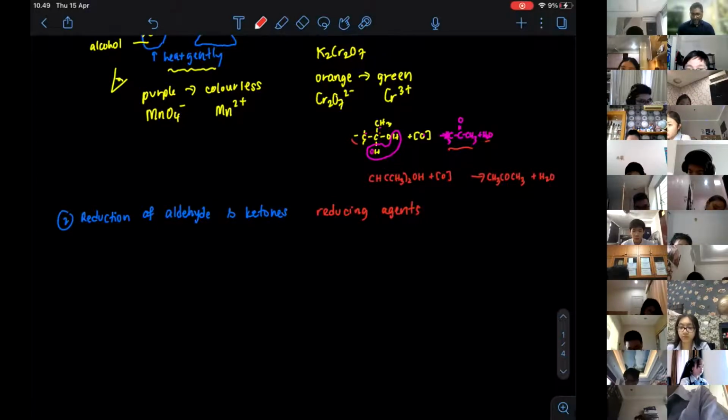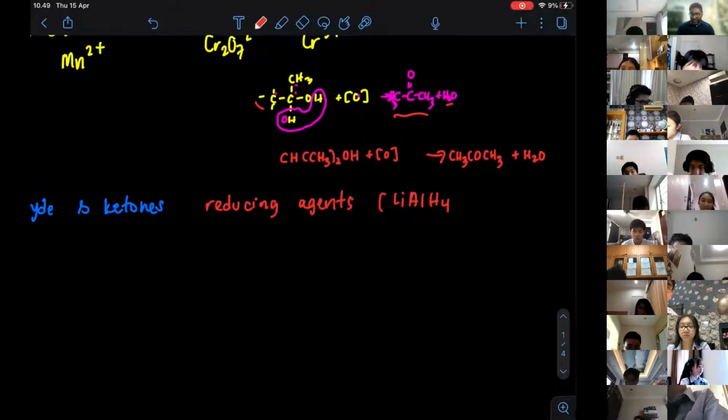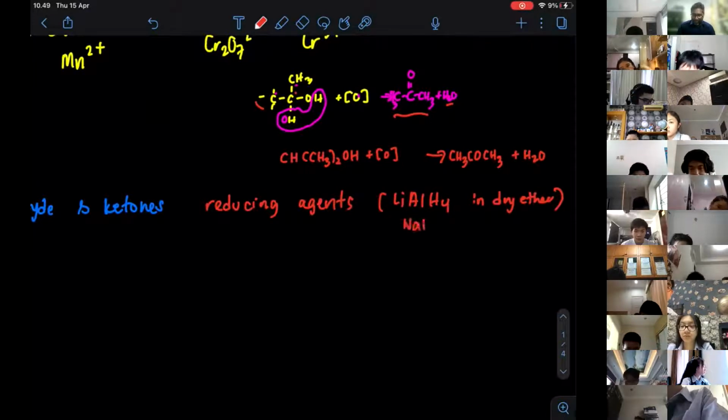The popular one is LiAlH4. LiAlH4 is very, very reactive, so it is not even kept in water. It's kept in dry ether, which is an organic solvent. Another one is NaBH4. But this one is still okay; there is no need to keep it in dry ether. But do remember LiAlH4 is a very good reducing agent.